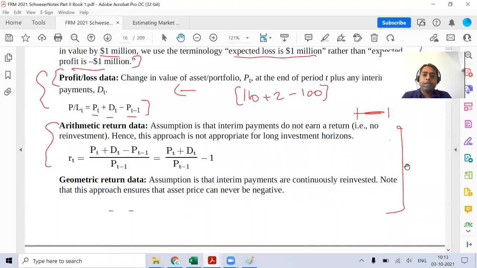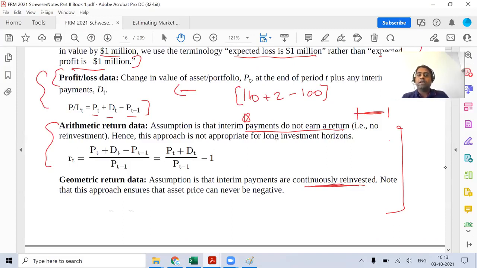Okay. The basic assumption that arithmetic return makes is that whatever income you've got in between, you're not going to earn any income or any growth on that part. That is one very strong assumption you have to remember: interim payments do not earn any return. That is an assumption indirectly taken into arithmetic return. When we talk about geometric return, it takes into consideration that all the interim payments are continuously reinvested, because geometric return is a kind of continuous return.